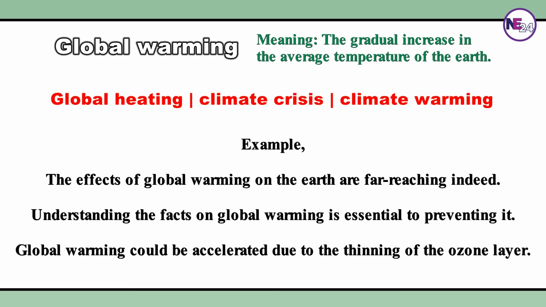The effects of global warming on the Earth are far-reaching indeed. Understanding the facts on global warming is essential to preventing it. Global warming could be accelerated due to the thinning of the ozone layer.